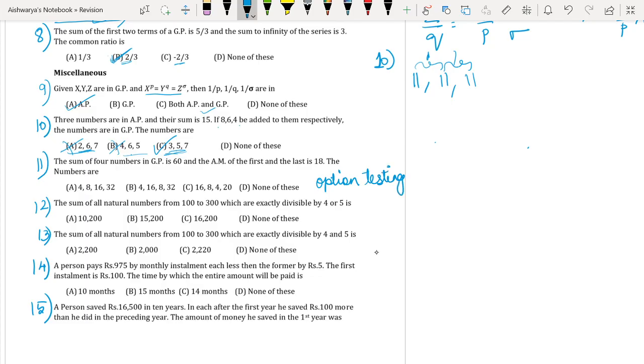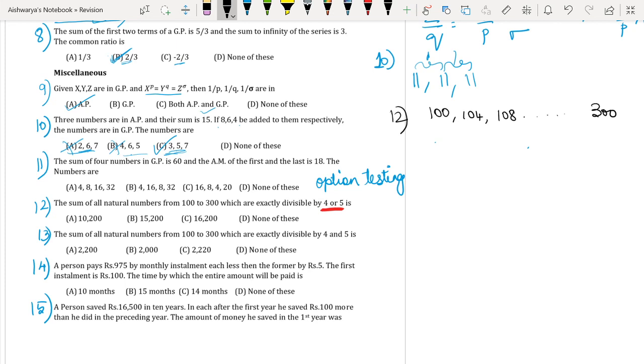Okay. We'll go to the next question. 12th one. The sum of all natural numbers from 100 to 300 which are exactly divisible by 4 or 5 is... Underline 4 or 5. 4 or 5 means either the number should be divisible by 4 or it should be divisible by 5. So what kind of numbers will be there?